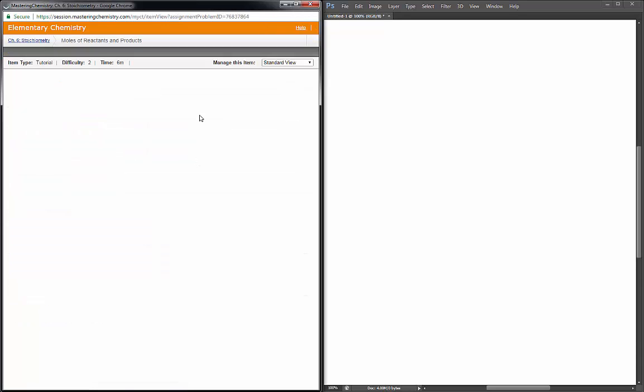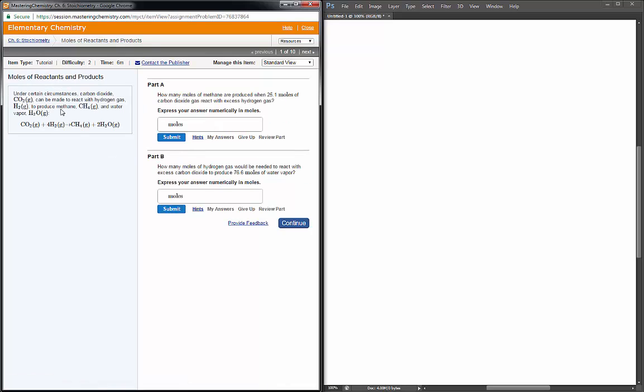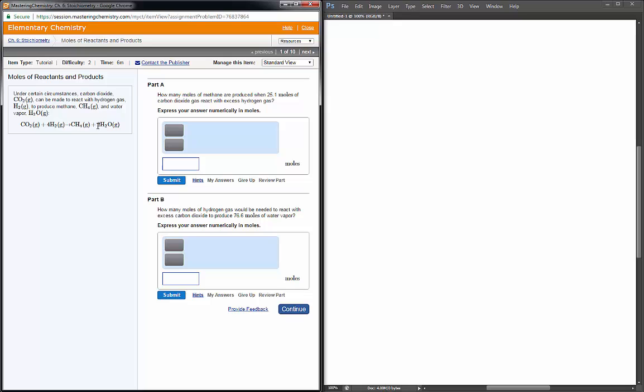Let's get started. In the first case, we're looking at the relationship of moles of reactants to moles of products, or essentially we're looking at the coefficients in here to determine mole-to-mole ratios. So for instance, I can see, according to this reaction as given, 1 mole of carbon dioxide reacts with 4 moles of H2 to produce 1 mole of CH4 and 2 moles of H2O. So the question is, how many moles of methane, that is CH4, are produced when 25.1 moles of carbon dioxide gas, that's this, CO2, react with excess hydrogen gas?